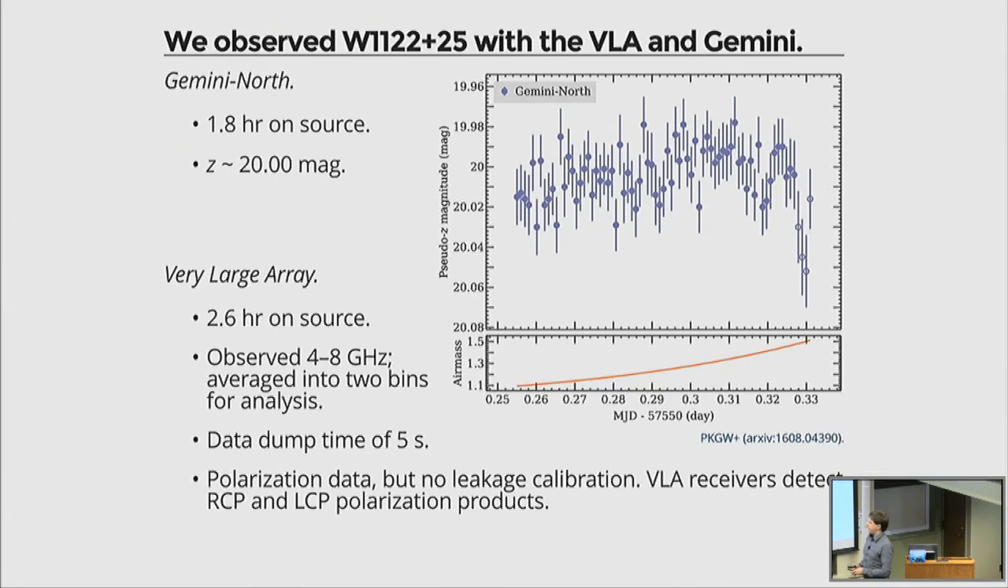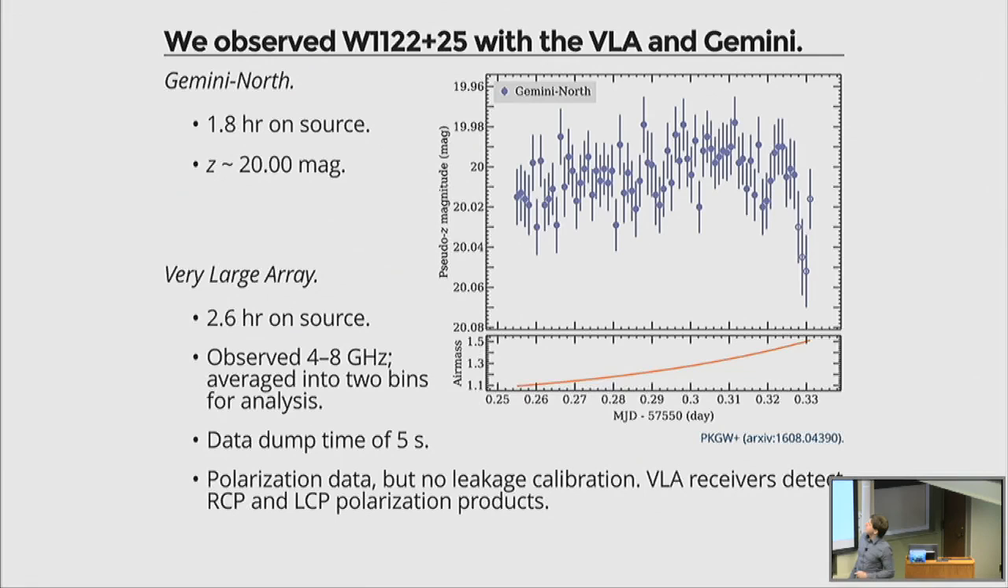And then we do get polarization, but in this particular observation, we didn't calibrate the instrumental parameters, so you can do some basic polarimetric analysis, but not the really fancy stuff. The VLA's receivers are circularly polarized kinds, where they're innately sensitive to right helical and left helical emission. So we detected it. It's a point source. These are the light curves.